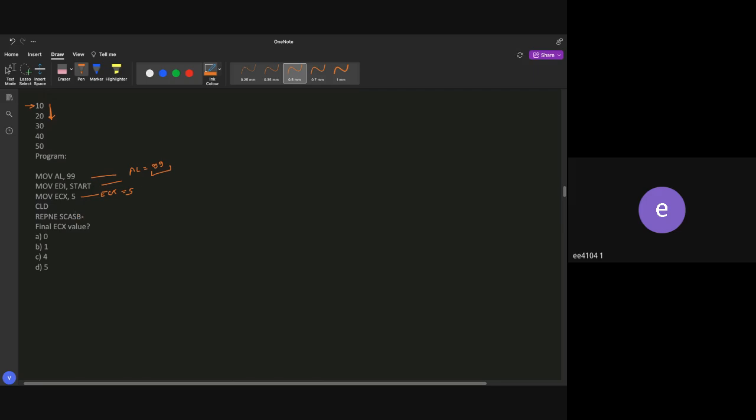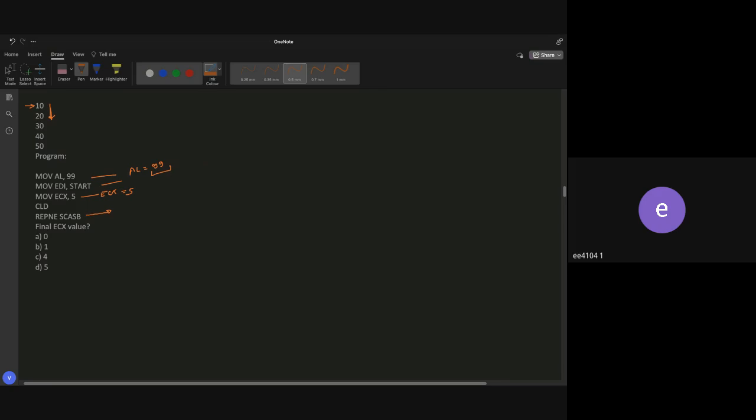Now we have to scan for 99, right? So it will keep scanning until we find 99. It will start from 10, increment one by one, and scan for 99. Basically, we have to find 99 in this series. It will start from 10, compare, and then decrement ECX. Since 99 is not there, what should be the value of ECX? It will compare 5 times, and the value for ECX is 5.